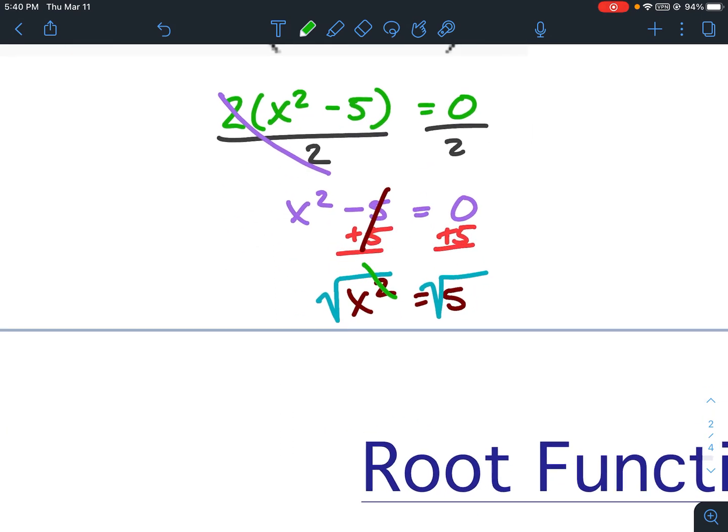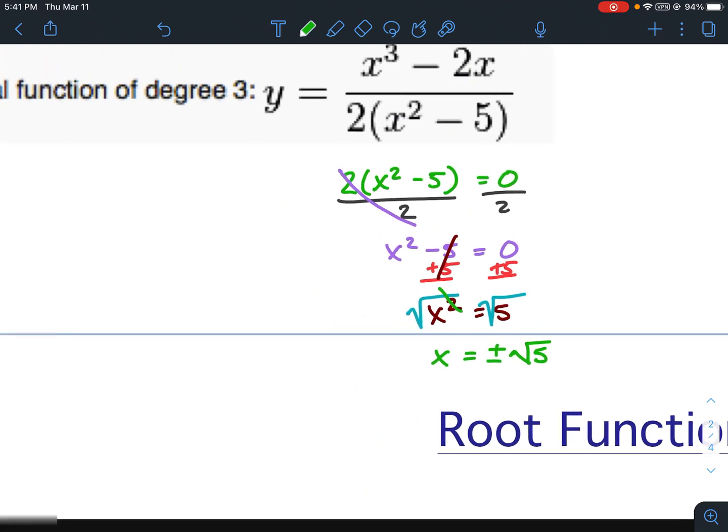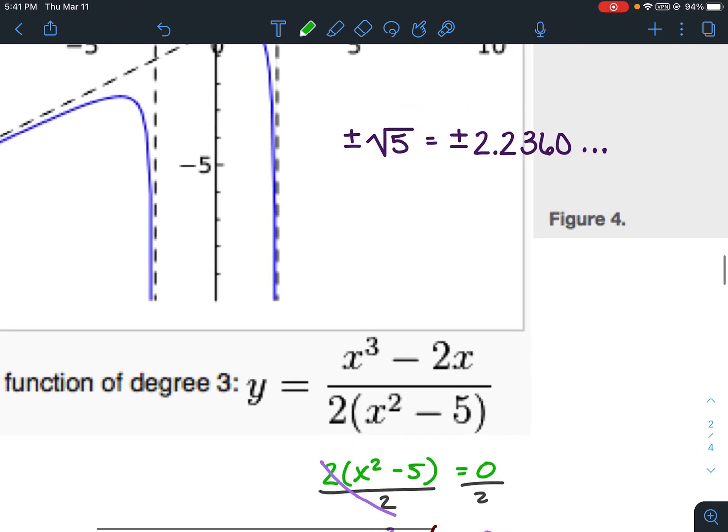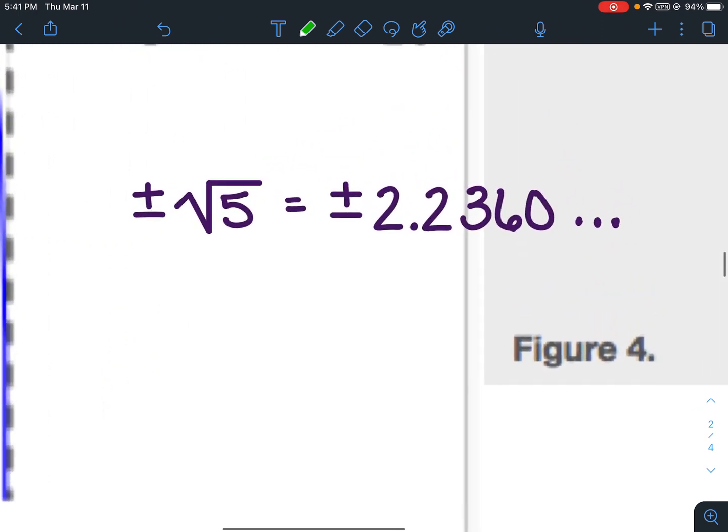the square root of 5 would be an irrational number. So in other words, x would equal positive negative square root of 5. It's going to give you a decimal that goes on forever. So if I go up here, this is what the square root of 5 would look like. Positive negative, or it's about 2.2360, and it keeps going.